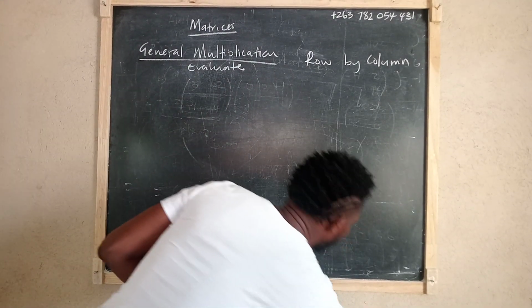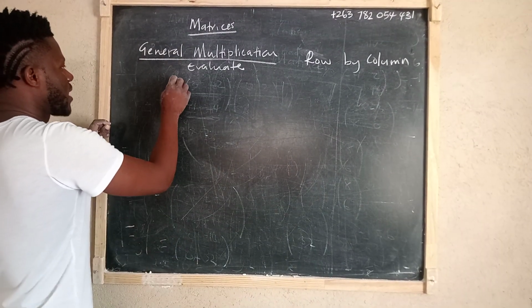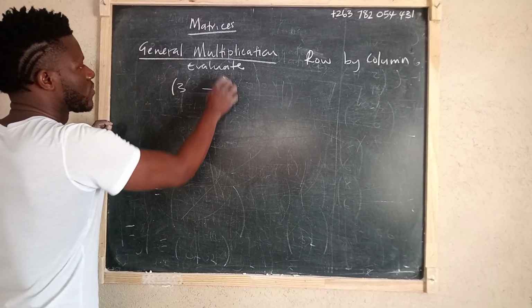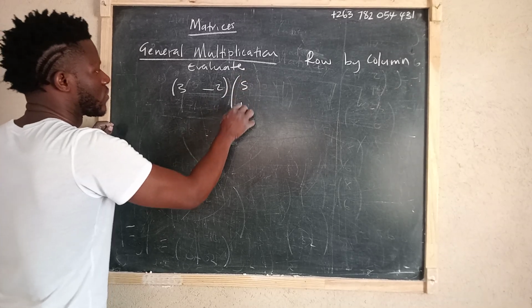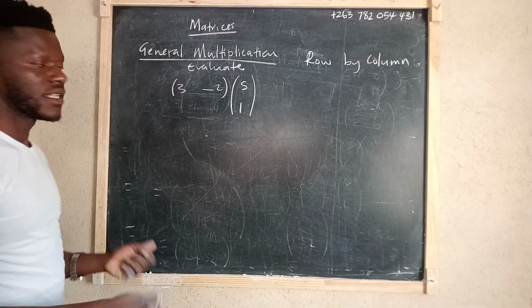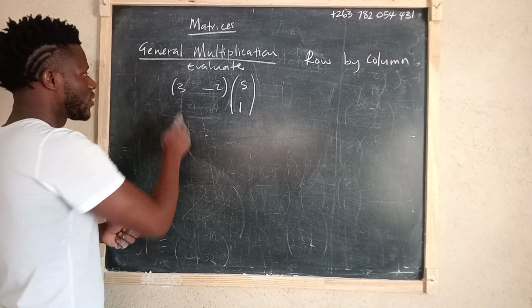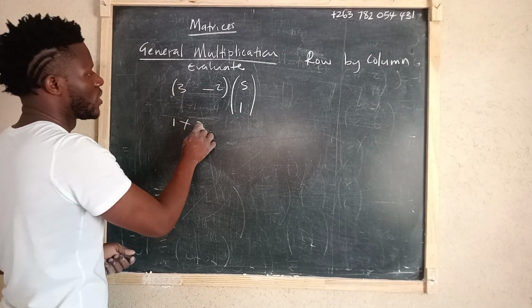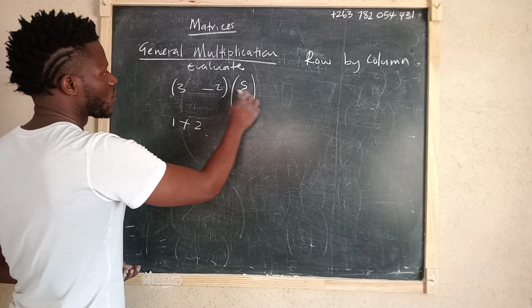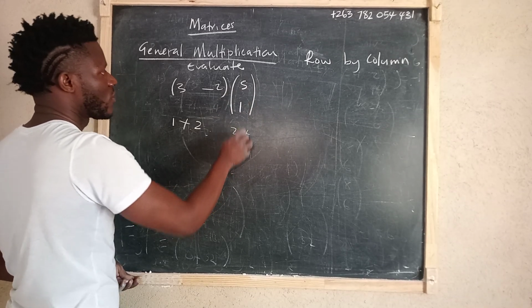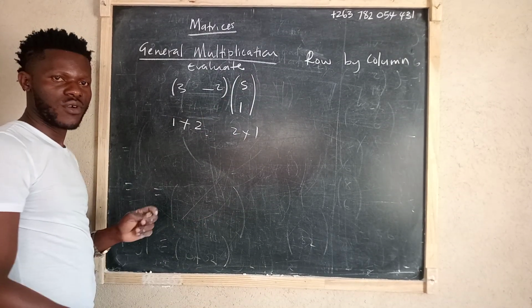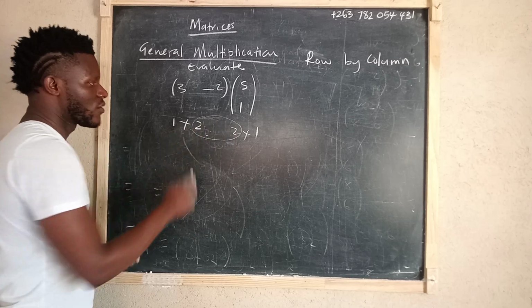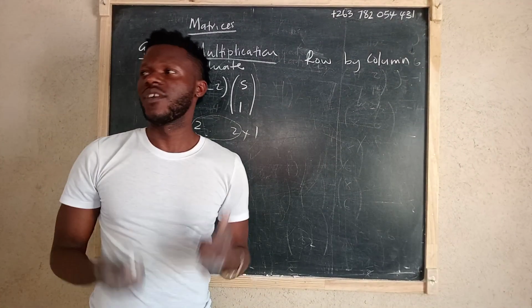Let's say you are asked to multiply matrices of this arrangement. First thing, state the orders. How many rows? 1. By how many columns? 2. The other one, how many rows? 1, 2. By columns? 1. So these middle values are equal, confirming that it is possible for us to multiply.